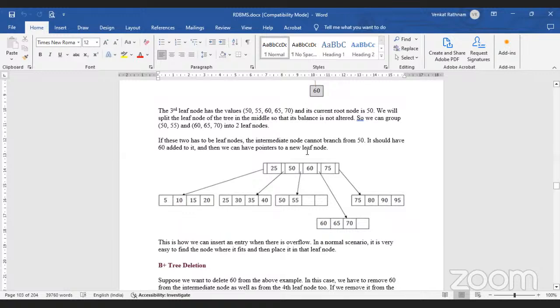If you want to insert many more values here, you can add one more root node here and split the leaf node into two parts. Like this, you can insert the values in the B plus tree. Now we will discuss how to delete a particular value from the B plus tree.